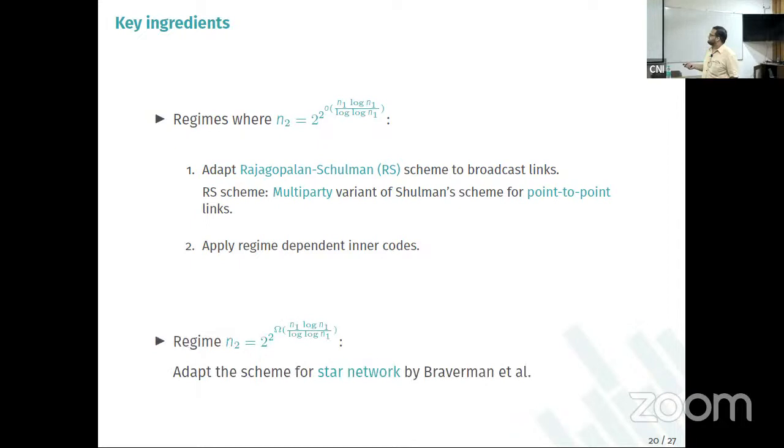Then what remains is the last regime where n2 is really, really large. This is the study regime. Here you have to adapt the scheme for the star network by Brotherman. And this I was anyway not planning to talk about because this is a completely different ballgame compared to this. It's a very, very different scheme. So that's it, I guess.